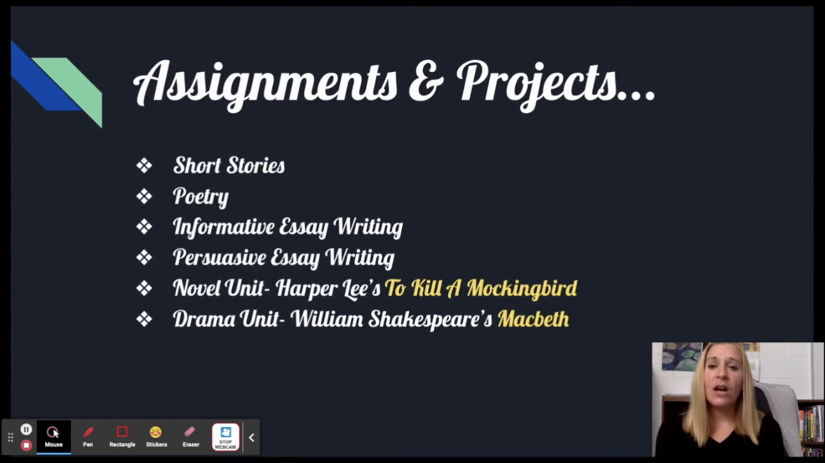Our units are broken into short stories, poetry, informative essay writing, which we are currently working on, persuasive essay writing, and then 2 literature units, a novel unit in which we read and discuss as a class Harper Lee's To Kill a Mockingbird, and our dramatic unit, which is William Shakespeare's tragedy, Macbeth.